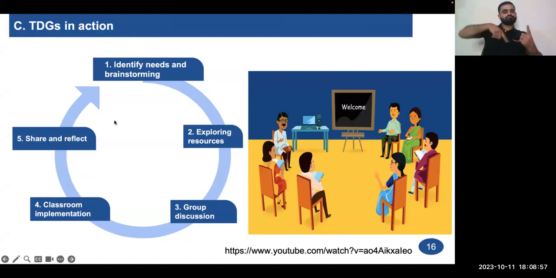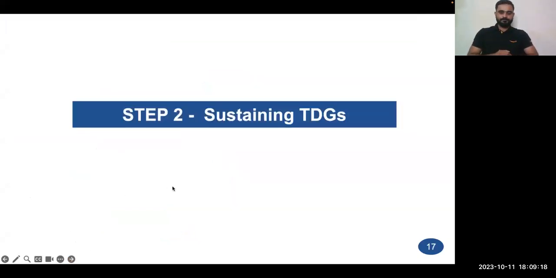So this is also a cyclic process. If your needs are fulfilled, you can start again, brainstorming with a new idea, new needs, or a new topic. Otherwise, you can continue with this phonics approach. So it's better to divide it into short-term or long-term goals. This was about the functioning of the group.